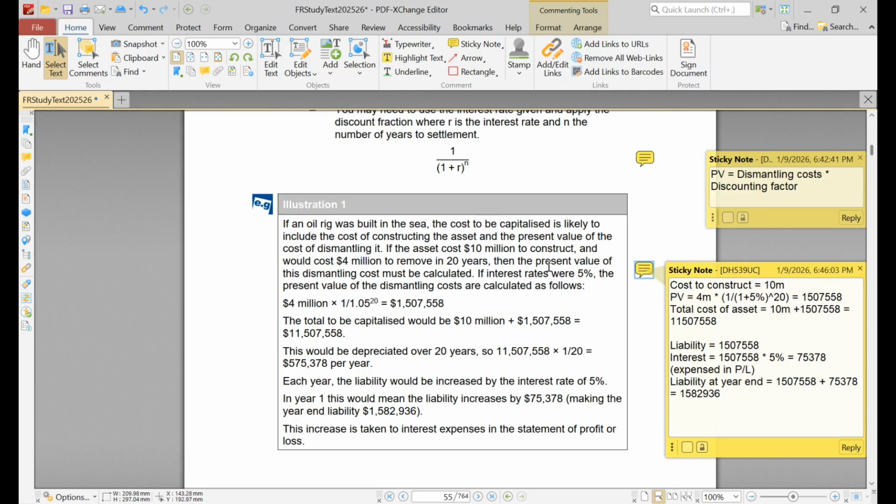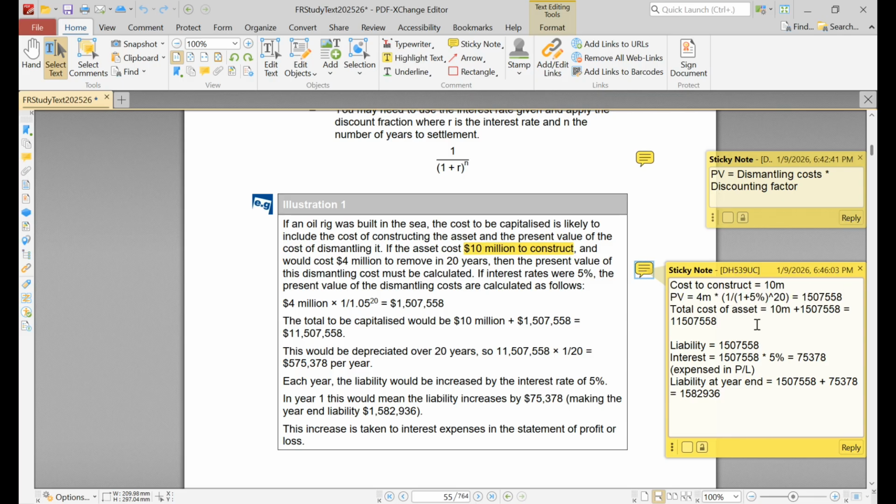This is how this question is solved. First we saw that the cost is 10 million to construct. Then we need to calculate the present value of the dismantling cost. The present value of dismantling cost formula is dismantling cost multiplied by the discounting factor. Dismantling costs are 4 million. Discounting factor is 1 upon 1 plus r to the power of n. r is the interest rate, n is the number of years until settlement. That gave us around 1.5 million.